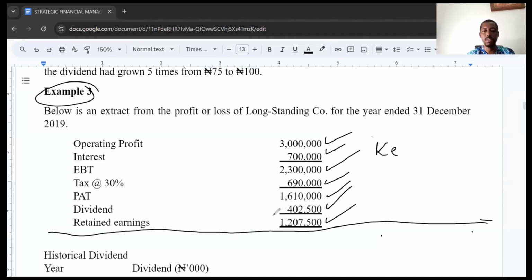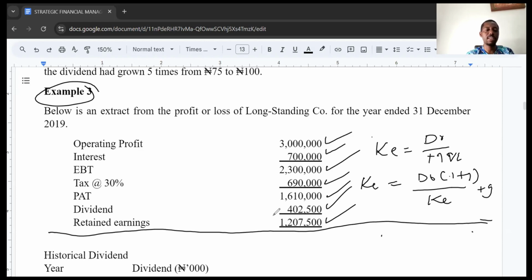Remember, we have two formulas. We have the one that is Ke, which is equal to D0 over MVE, market value of equity. We have the second formula, Ke is equal to D0 into (1 plus g) over (Ke plus g). So if you have this information, which formula are you going to use to calculate the cost of equity capital?